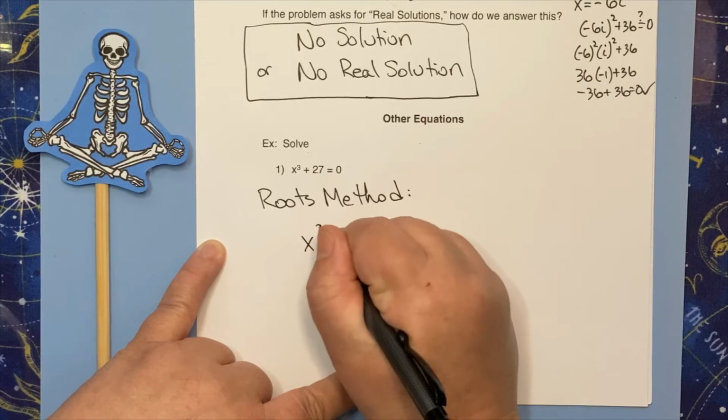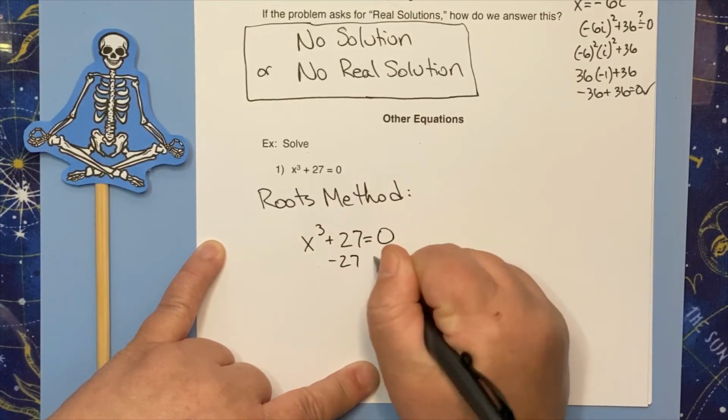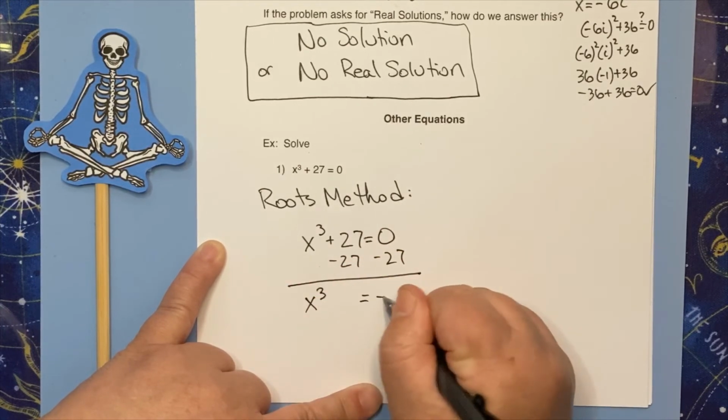So x cubed plus 27 equals 0. I get x cubed equals negative 27.